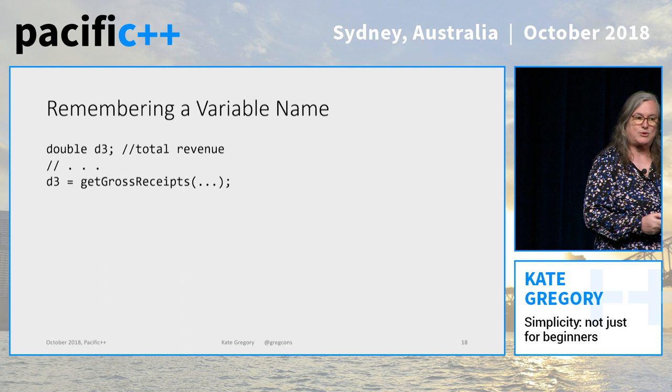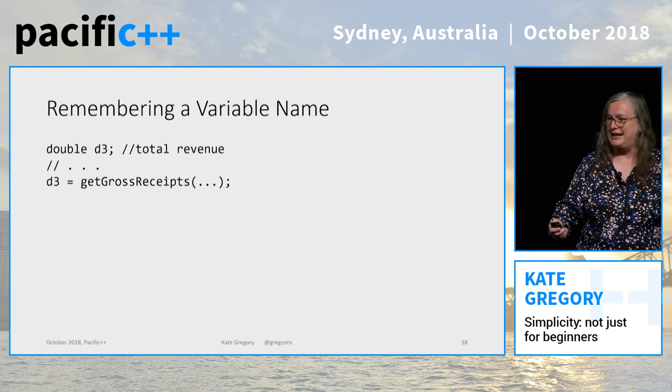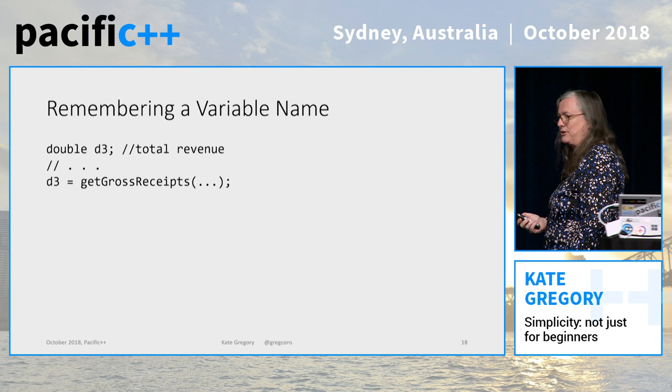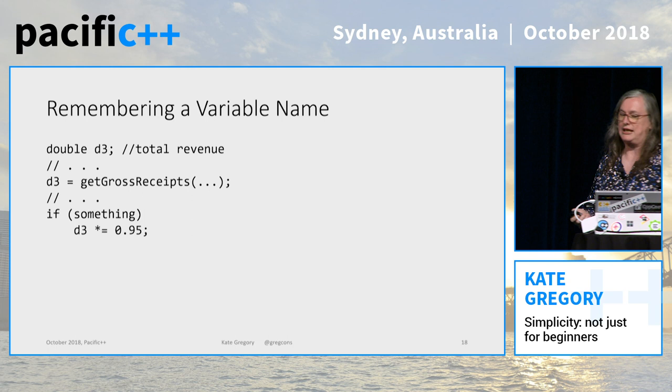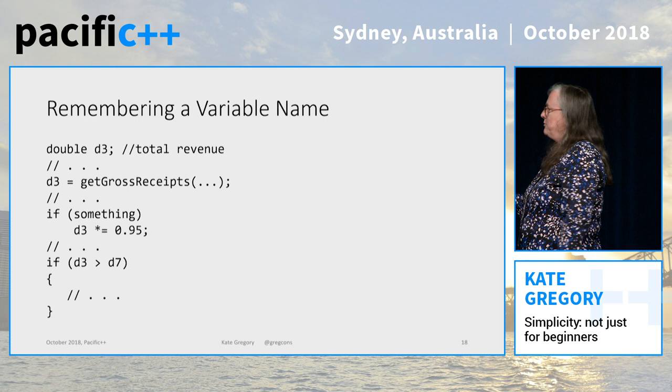Everyone's real up on performance all the time. They don't like the extra indirection of, like, a linked list. But then you're taking an extra indirection yourself every time you're reading this code, because you're looking up D3 in your mental lookup table to remember that, oh yeah, that's total revenue. And when another couple thousand lines go by, and we have some condition, and then we take off 5% of D3, I don't know why, and then we compare D3 to D7, it's like, are you confused yet? You still remember what D3 is?